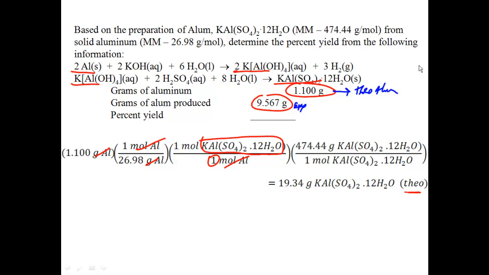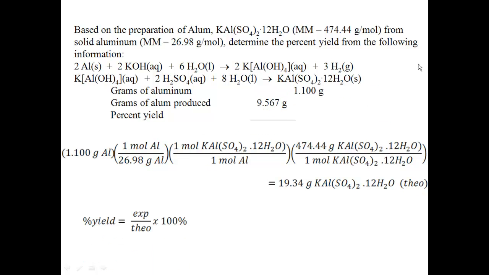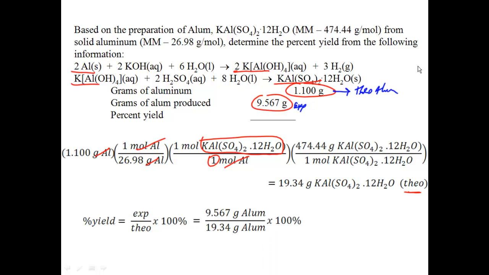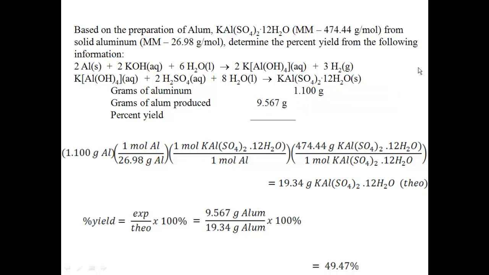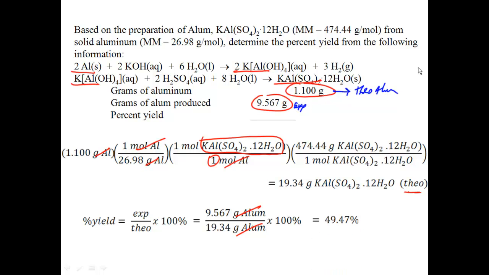So then we have to do our percent yield, which is your experimental divided by your theoretical times 100%, which in this problem was 9.56 grams of alum divided by your theoretical, which is 19.34 grams, multiplied by 100%. So you multiply by 100, which then gives me 49.47%.